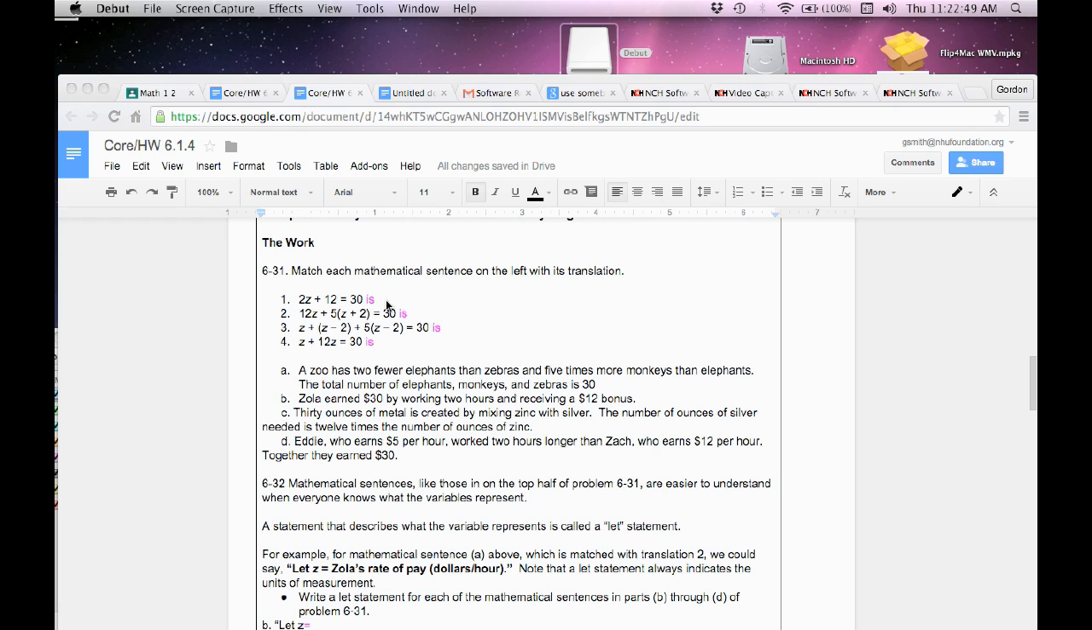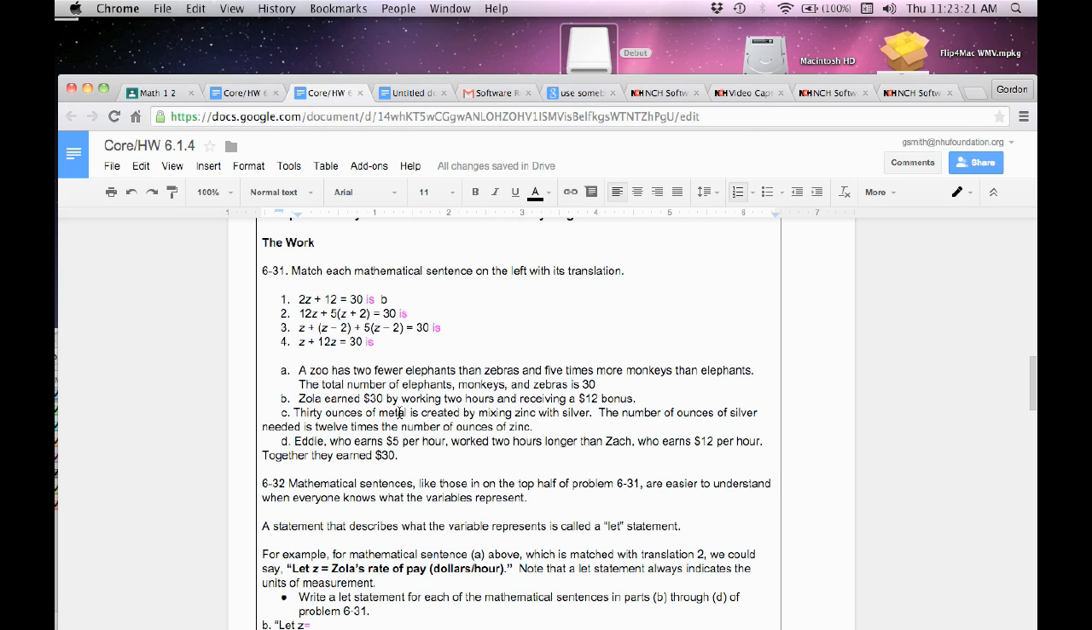So 1 is B. 2. 12z plus 5 times z plus 2 equals 30. Let's try A. A zoo has 2 fewer elephants than zebras and 5 times more monkeys than elephants. The total number is 30. 2 fewer and 5 times more, not quite.